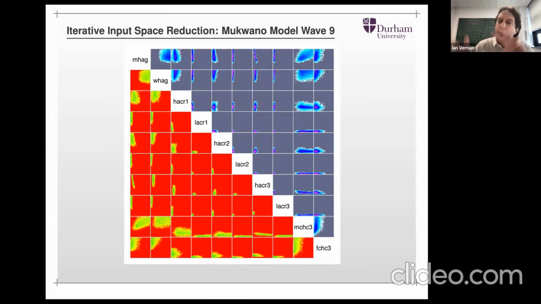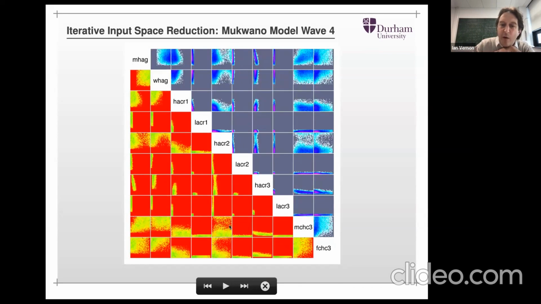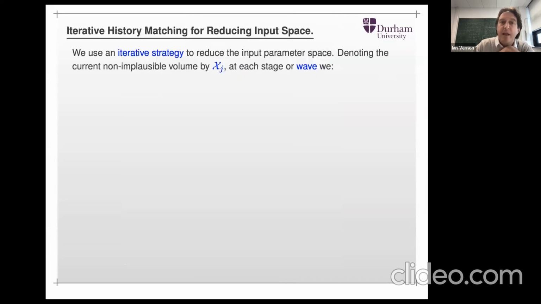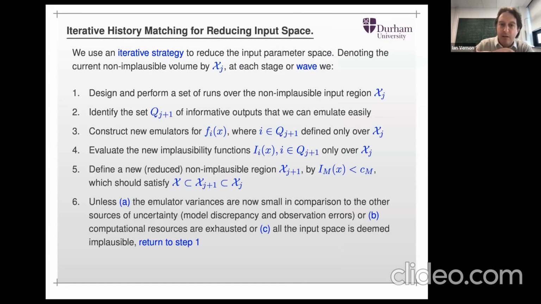So you see the principle. We learn more and more. We do more runs, but we do more runs just where the action is at. We don't waste runs in parts of the space that we know to be bad. Okay. Now, the iterative history matching for reducing input space algorithm is here. You can have a look at it. Essentially, it says you keep doing more points until your emulators are accurate enough, or you rule the model out.